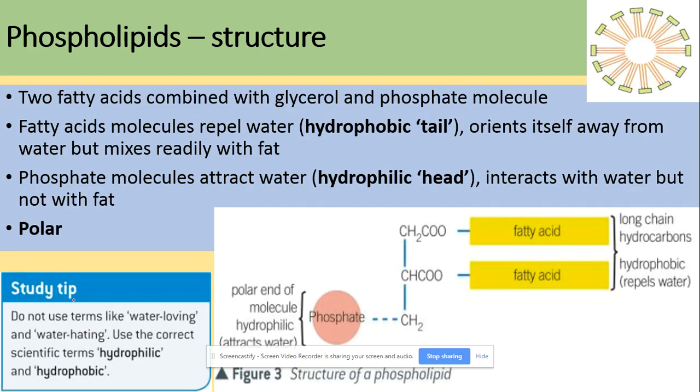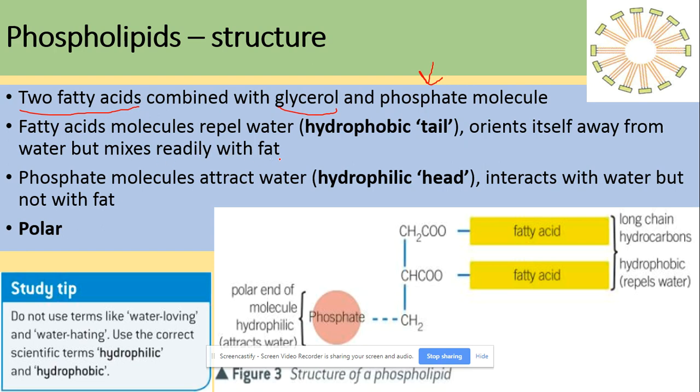So phospholipids then, this is the second type of lipid. There are two fatty acids here combined with glycerol and a phosphate molecule. So the main difference is that one of the fatty acids is replaced by the phosphate in phospholipids, but in triglycerides you had three fatty acids and the glycerol.